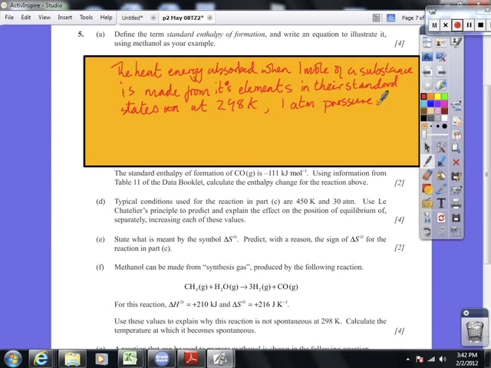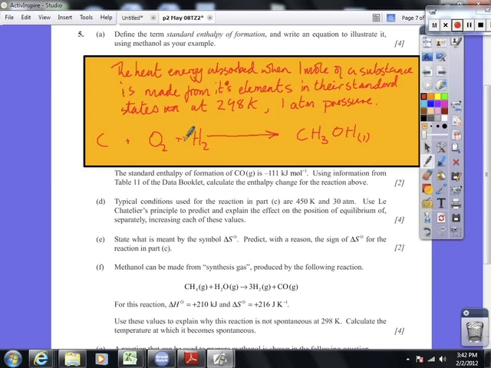Okay, so what we're talking about here is the standard entropy formation of methanol. Methanol, CH3OH. Methanol, you need to know, is a liquid in standard conditions, like all the other small alcohols. Which elements did it come from? Well, it came from carbon, and the carbon reacted with oxygen and hydrogen.